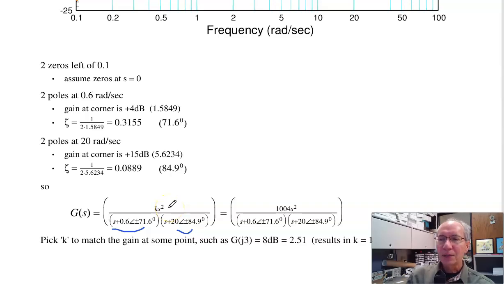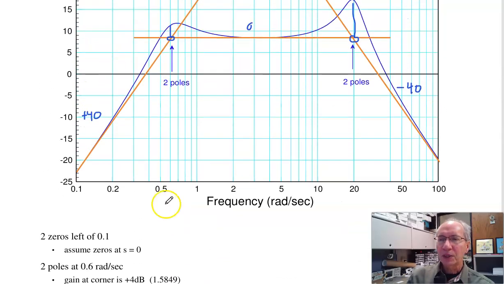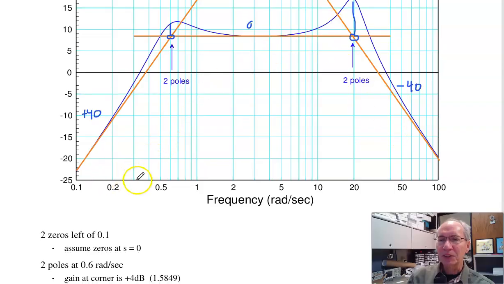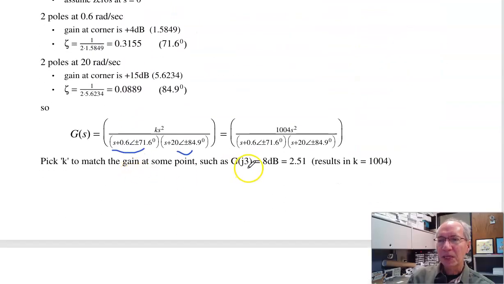To find K, pick your favorite point and match the graph. So if I match the gain at 3 radians per second, K should be 1004.